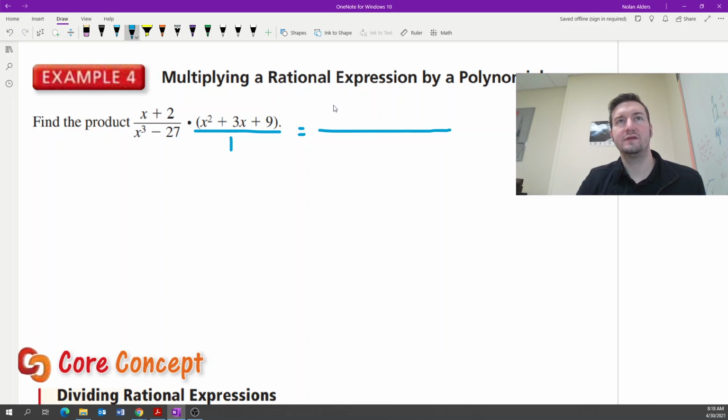X plus 2 is just going to be x plus 2. This numerator up here, we can't factor. If you try, you're just going to get a headache because 3 times 3 gives us 9, but 3 plus 3 does not give us 3. 9 times 1 gives us 9, but 9 plus 1 gives us 10, not 3. So it doesn't matter what you do, you're not going to be able to factor that, so just leave it the way it is.